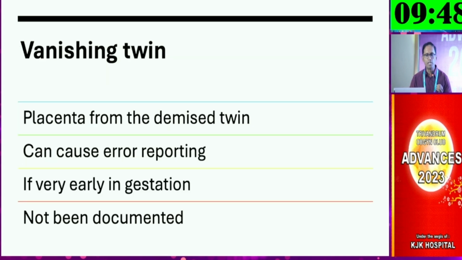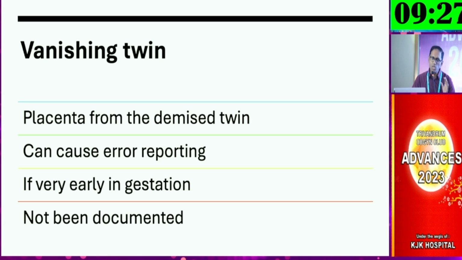Another common indication is when you have a vanishing twin. Now, by definition, you have a twin that vanishes very early and it then goes on as a singleton. And when you're doing your 11 to 14 week scan, you might not be aware that this is actually a twin pregnancy that has become a singleton right now, and you might send in for an NIPT, and there again you can get false positives.